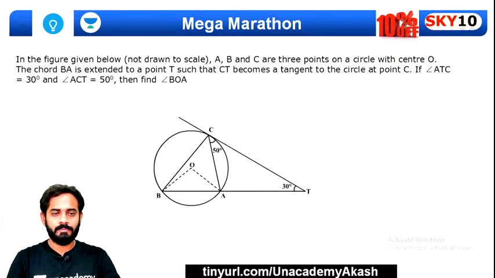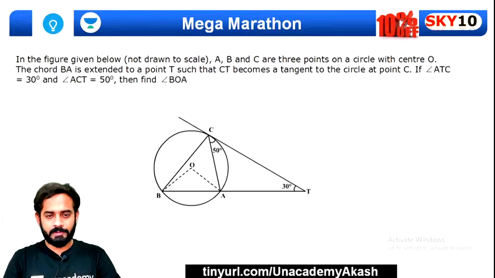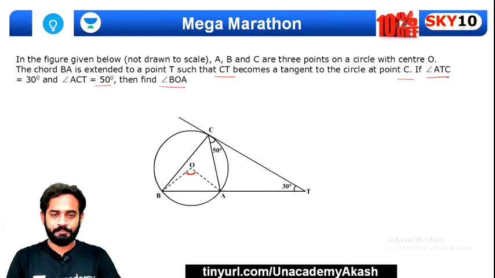Okay, next question. In this question, what is the question? In the figure given below, A, B, C are 3 points on the circle with center O. The chord BA is extended to a point T such that CT becomes tangent to the circle at point C. If angle ATC is 30 and angle ACT is 50, then find angle BOA. We are supposed to find this angle over here, right?